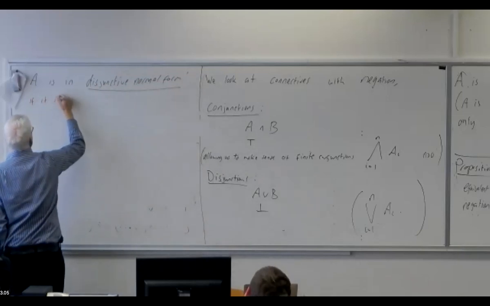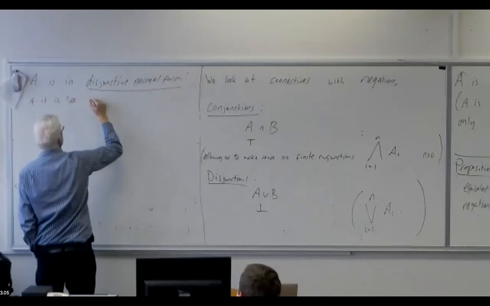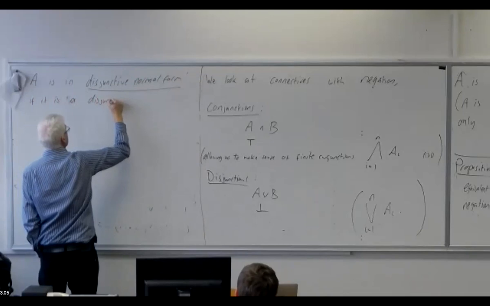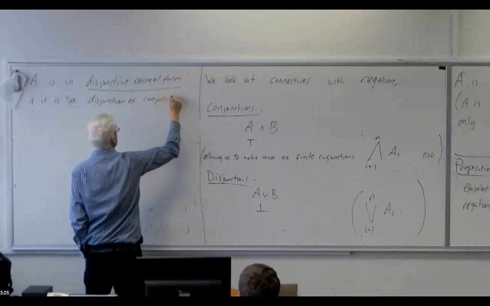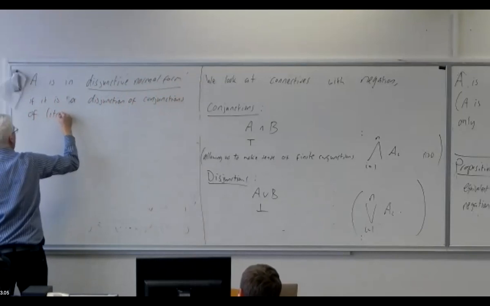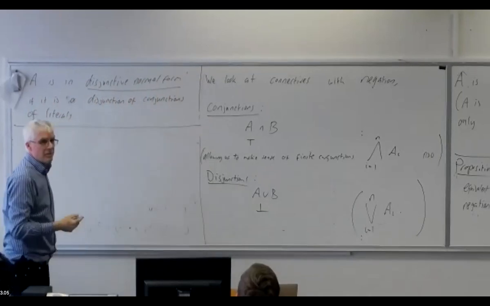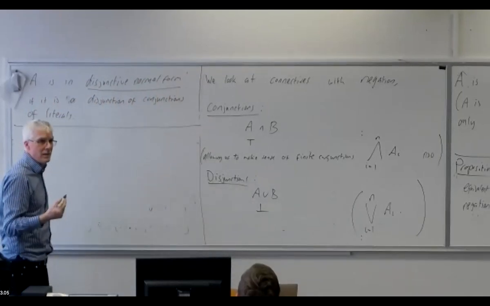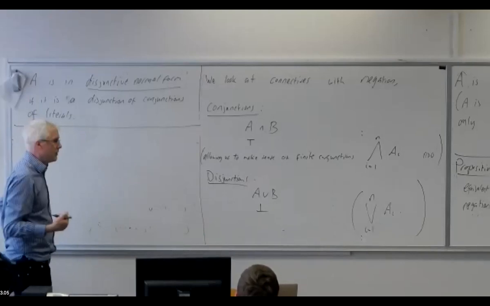If it is a disjunction of conjunctions of literals. And the last result about the existence of normal forms is that every quantifier-free formula is equivalent to one in conjunctive normal form, and it's also equivalent to one in disjunctive normal form.